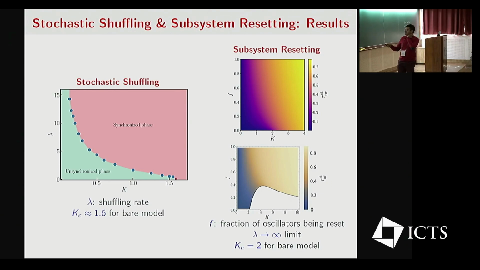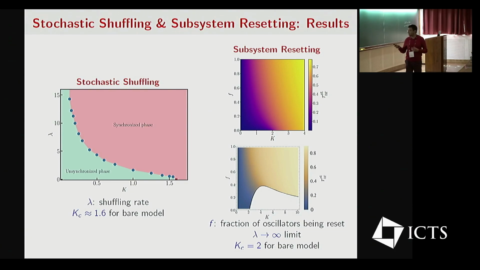Maybe we can look at this situation, which is more interesting of the two, where this is K and this is F. As F increases, that is as you are resetting more and more, as you increase the number of subsystem oscillators, the system is getting synchronized. But that is not all. It turns out that when you introduce this subsystem resetting, there is a particular parameter regime in which the system doesn't have any stationary state.